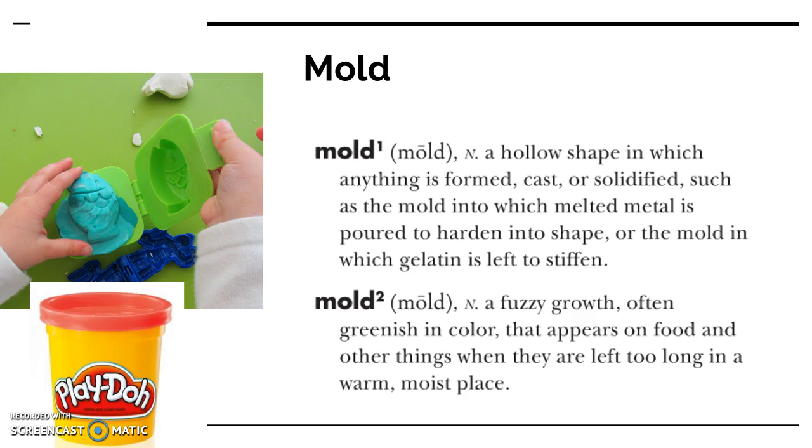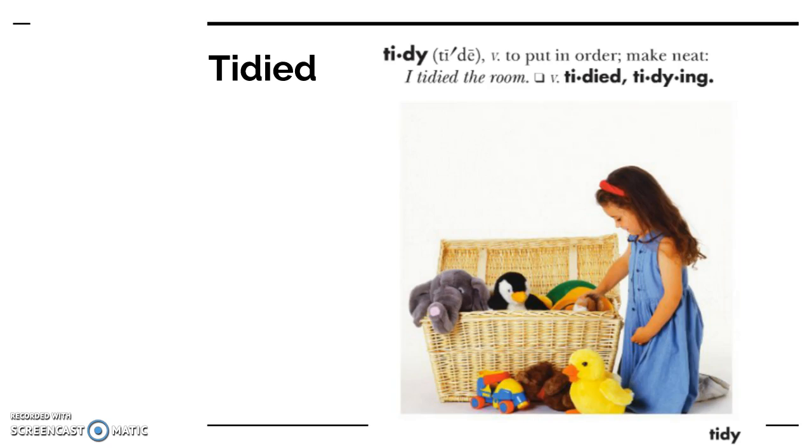So on the left there I have a picture of, if you've ever used clay or Play-Doh as a kid, sometimes you might have had a toy mold. You put the Play-Doh in it and it molds it into the shape of whatever it is. So that is a mold that an artist would use.